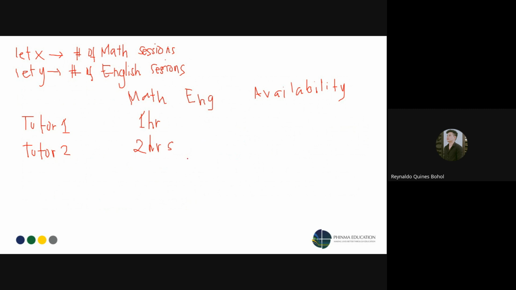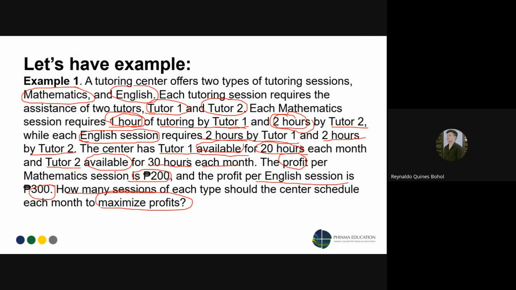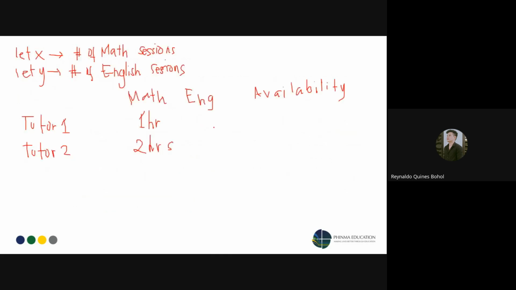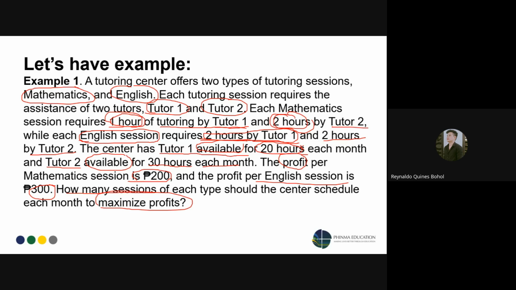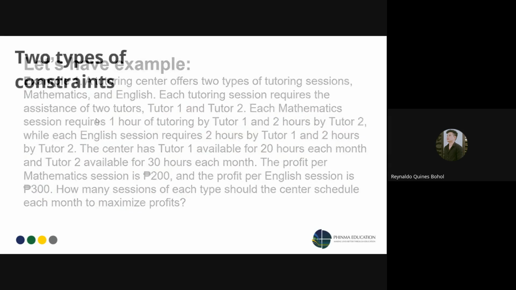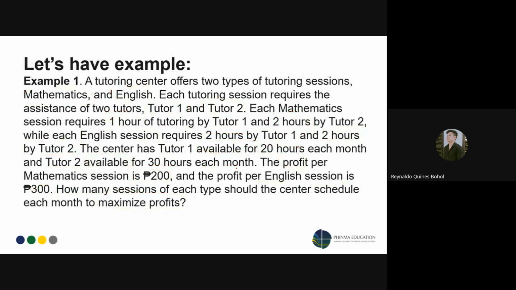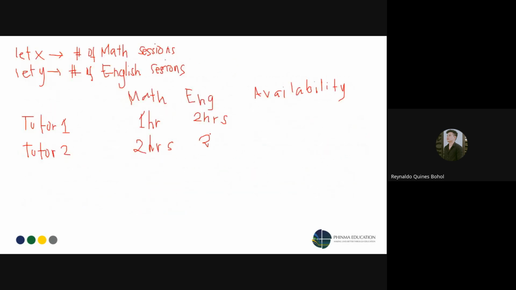Next is English. In English, it says each English session requires 2 hours by tutor 1. So we have 2 hours here. And in the problem, it also says 2 hours by tutor 2. So again 2 hours for English, tutor 2.